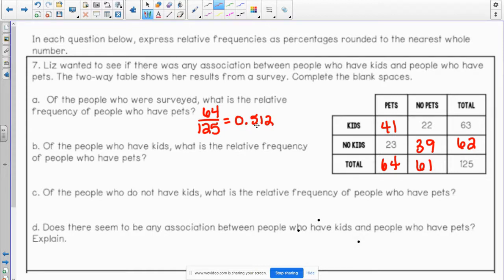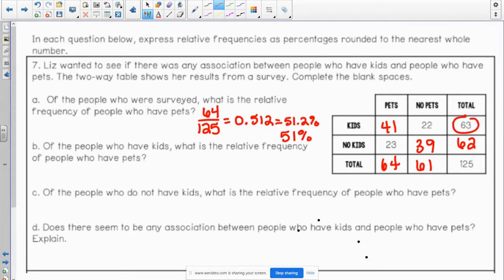And then I would take that to a decimal or to a percent and round. So if I move the decimal over 1, 2, I get 51.2. I can write that if you want me to. Percent, but then I want just the whole number percent. So since the 2 is not greater than 5, it'd be 51%. So 51%, so almost half of the people surveyed have pets. It didn't matter if they had kids or not. They just have pets.